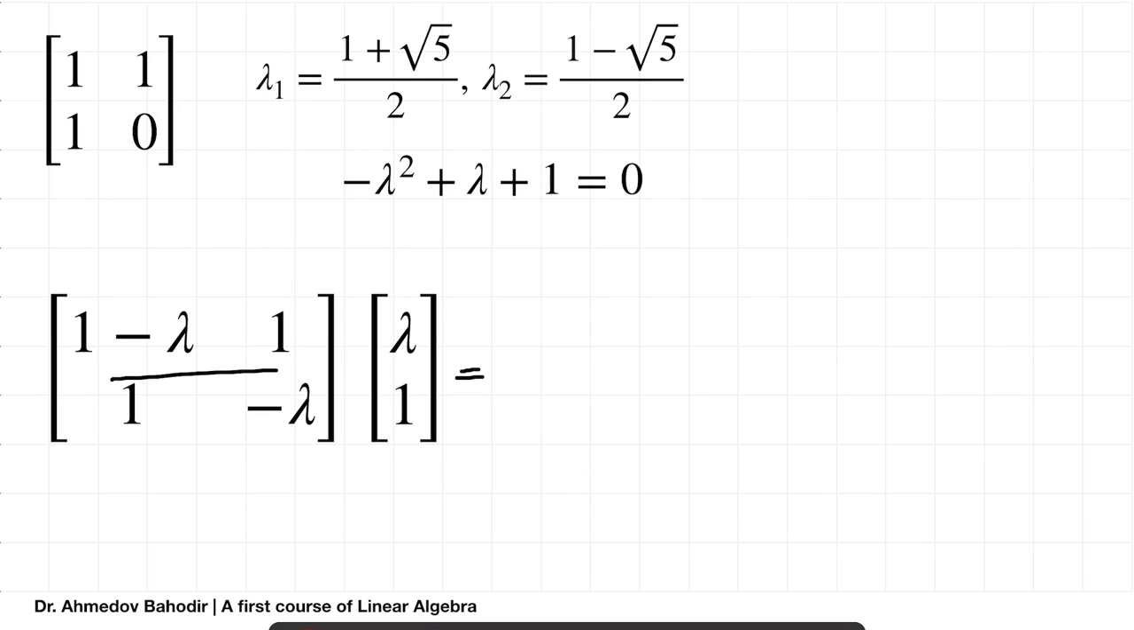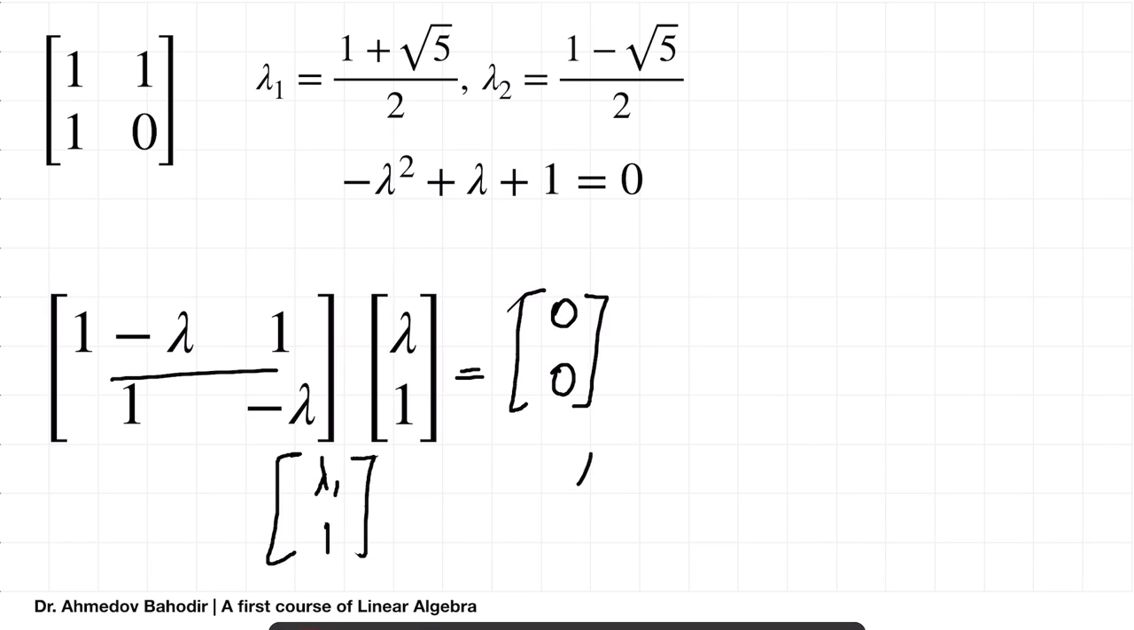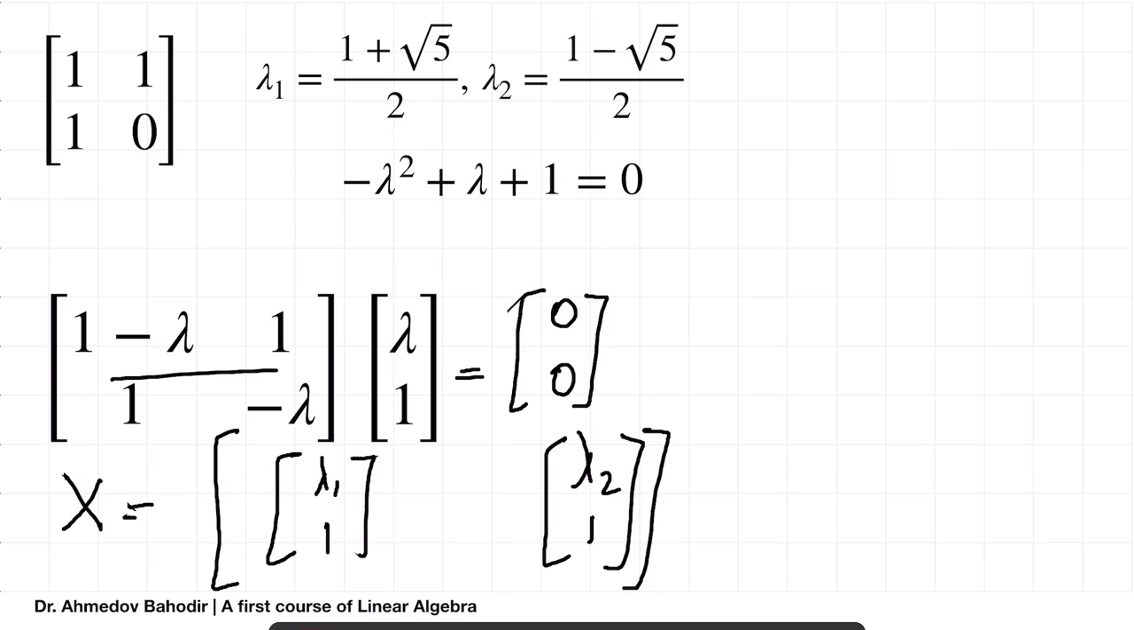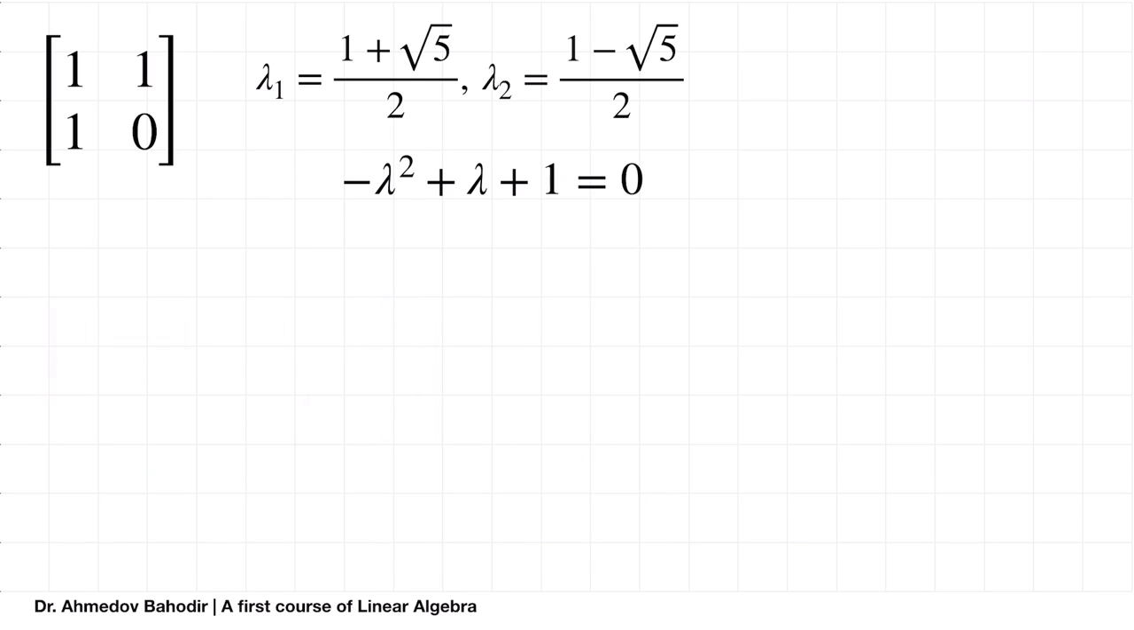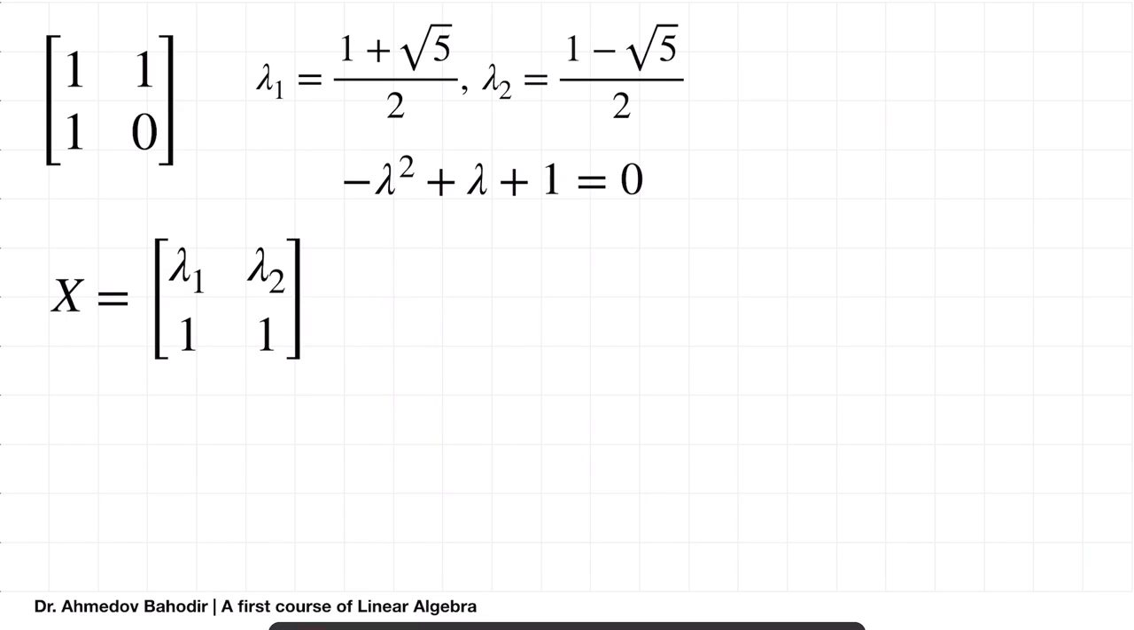So if you multiply this and this, we are going to get 0 and 0. We've just discussed it. So that's why the eigenvectors are going to be lambda 1 and 1 and lambda 2 and 1. We are going to put them together into one matrix, and this matrix is going to be called the X matrix. So what we would like now is to find the inverse of the X matrix.